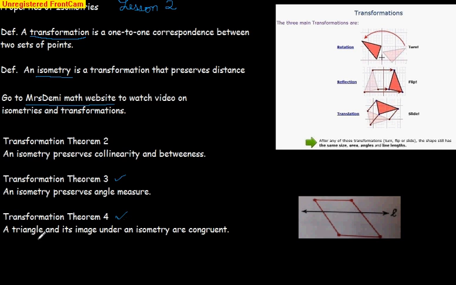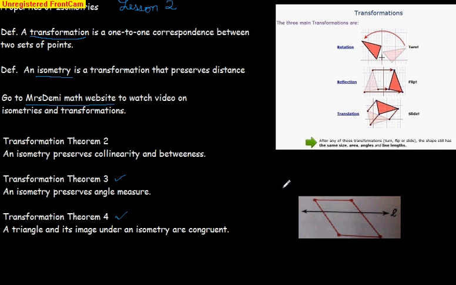And the 4th one is a triangle and its image under an isometry are congruent. So this triangle is congruent to this triangle is congruent to this triangle, if it's an isometry. Now, if it's not an isometry, if it's a different type of transformation, which you're going to see in the video, then the triangles won't be congruent. So that's about it for chapter 2. I'm just going to do a real quick example for you.